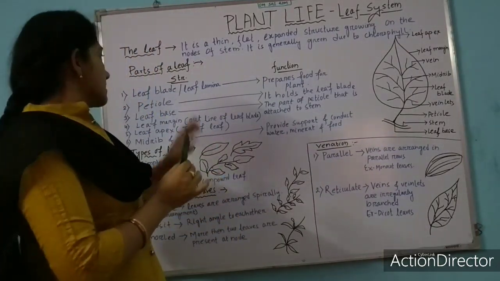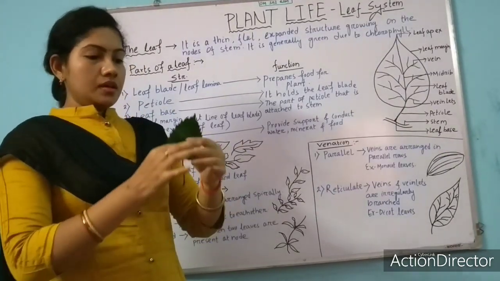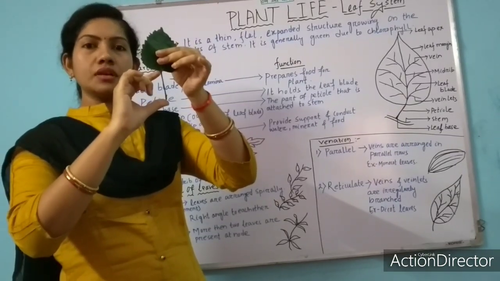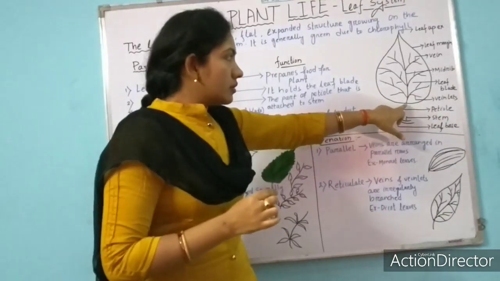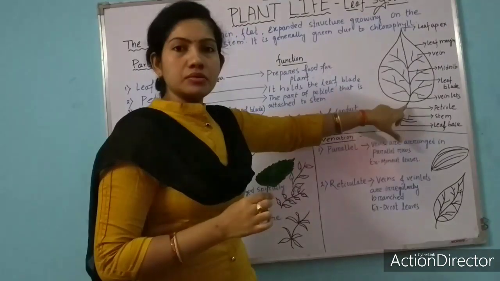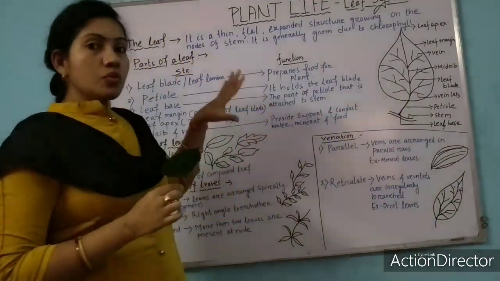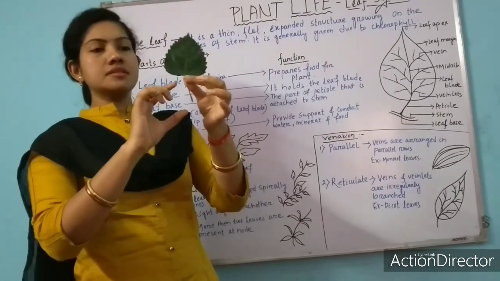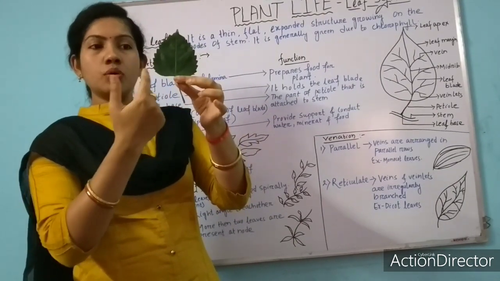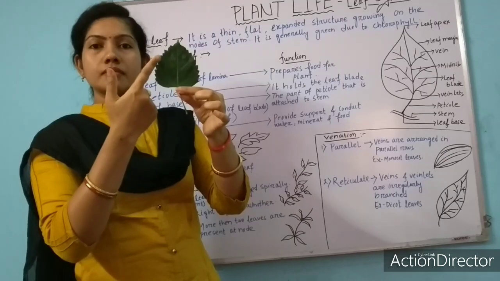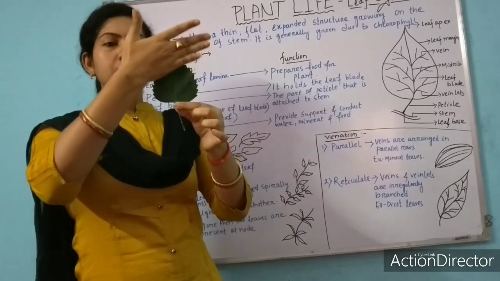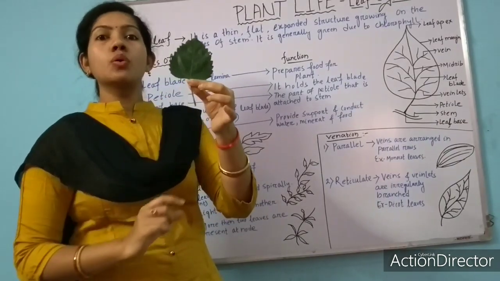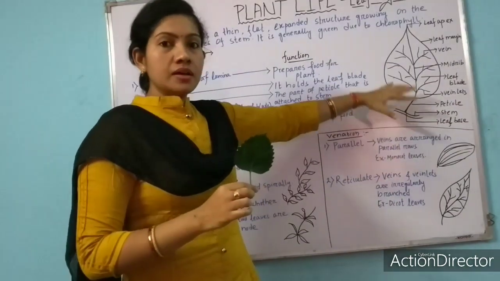Second, petiole. Can you see the stalk? Yes, this is the petiole. Here also we can see this is the petiole. What is the work of the petiole? It holds the leaf blade. Here you can see this is the petiole and it holds the leaf blade. This is the leaf blade, or leaf lamina, and this is the petiole which holds the leaf blade very firmly.